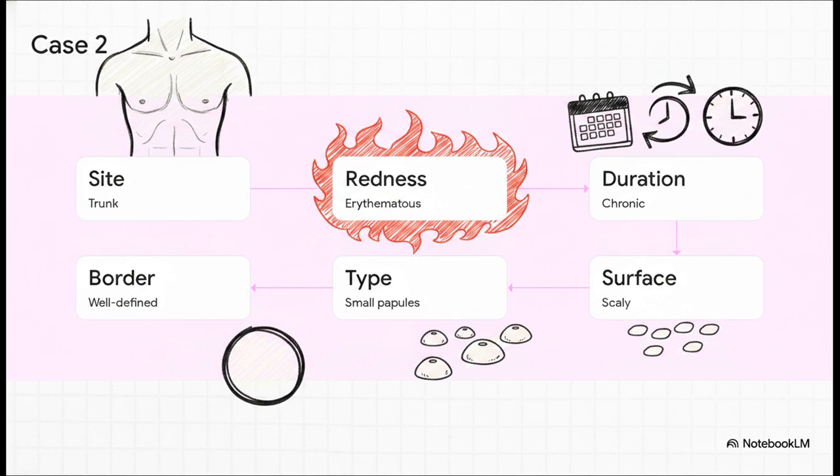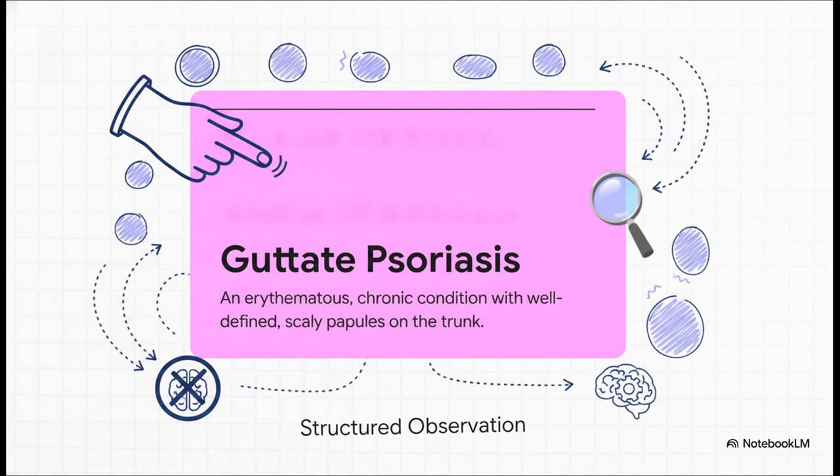Ready? Step 1, the rash is located on the trunk. Step 2, it is bright red, so it's clearly erythematous. Step 3, it's been there for weeks, so we're calling it chronic. Step 4, you rub a finger over it and the surface is super dry and scaly. Step 5, they're small, raised, solid little bumps under 1 centimeter, so that makes them papules. Step 6, the border is very well defined. Do you know what it is? It's guttate psoriasis. I love this because it proves that by replacing pure guesswork with structured, clinical observation, you can identify essentially anything that walks through your door. You just need to remember to look, feel, and accurately describe.